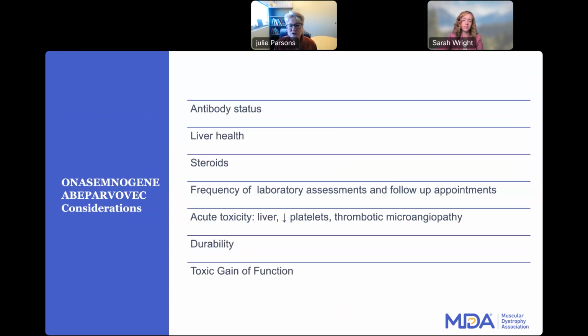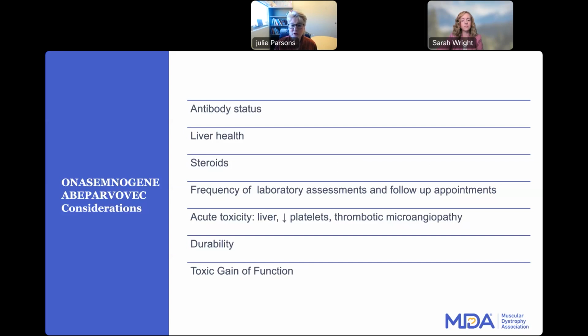So with onasemnogene, the other consideration we have is antibody status. If a patient has AAV9 antibodies, we can't treat them at that time. We will typically measure antibody status, do some kind of bridging treatment if a family is convinced that they would like to have gene transfer therapy, and then we recheck antibody status to see if perhaps it was maternal, and whether or not the antibodies will resolve.